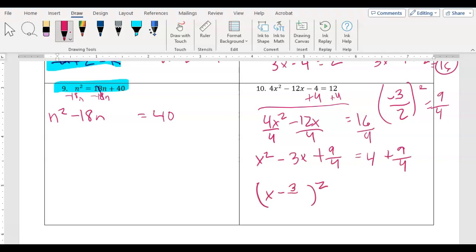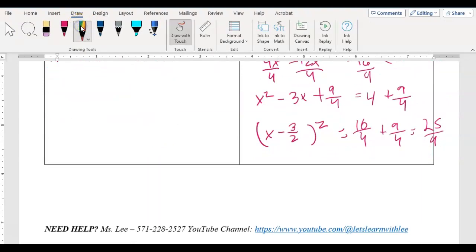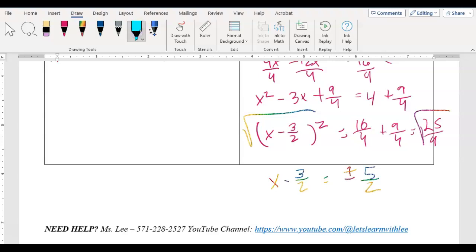Rewrite this as x minus 3 over 2 squared equals, and let's go ahead and convert this one so we have a little bit of an easier time here. This is the same as 16 over 4 plus 9 over 4 equals 25 over 4, which is good, right? Because 25 over 4 is a perfect square. So now I can take the square roots of both sides, and we get x minus 3 over 2 equals plus or minus 5 over 2. And as with all of these, you can solve the rest of that equation on your own.